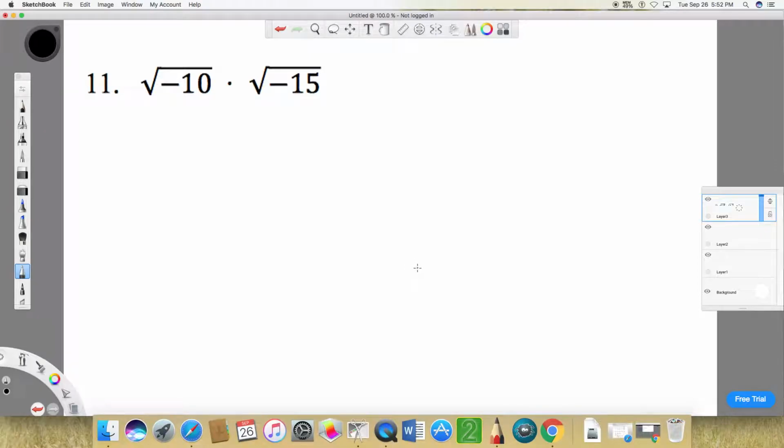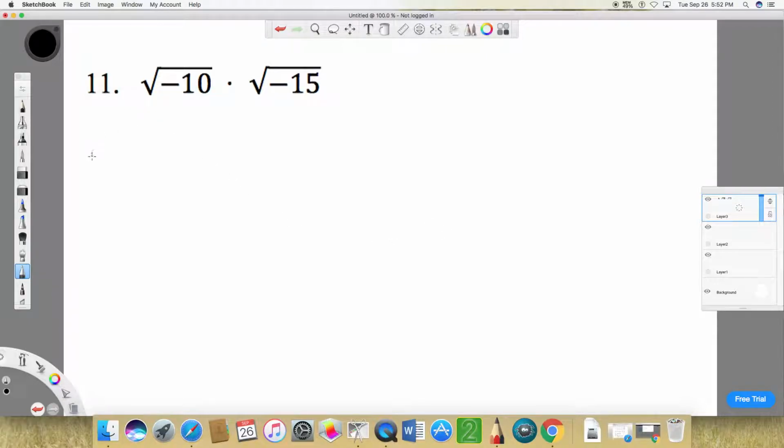They want us to simplify this product. We have the square root of negative 10 times the square root of negative 15. Now, in the past, whenever we had multiplication and two radicals, we would write them underneath the same radical. But here we can't do that because they don't allow us to apply that property if our radicands are negative.